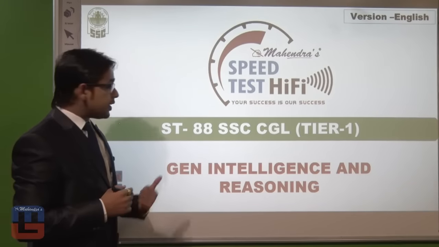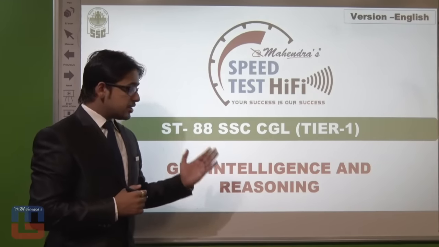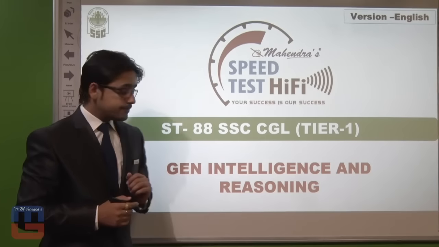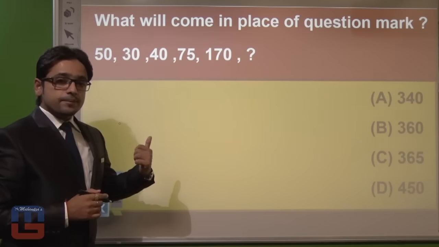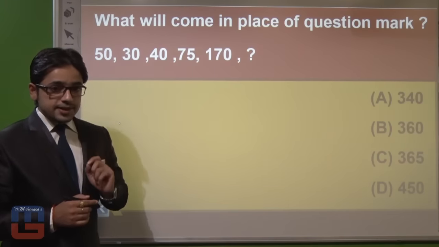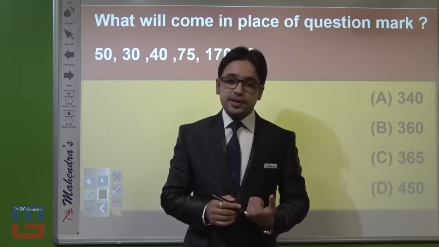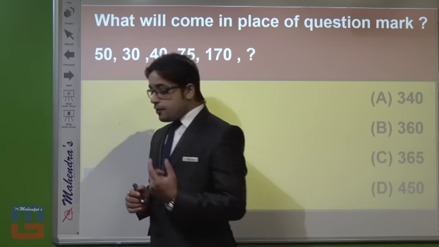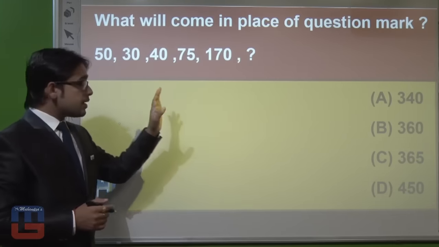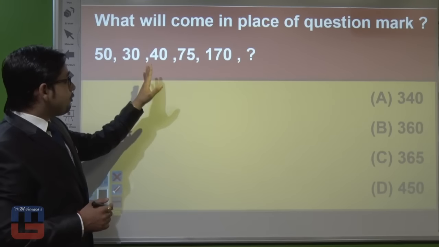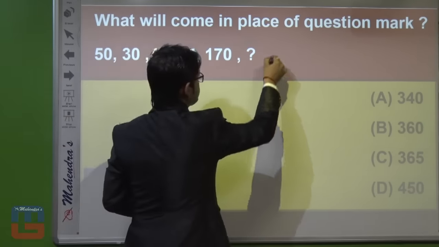Today's discussion is about SC number 88, SSC CGL Tier 1, and our subject is General Intelligence and Reasoning. As you can see here, this question is based on number series, and generally 2 or 3 marks questions will be asked in your examination from number series. First try to analyze all the numbers like 50, 30, 40, 75, 170, and what will come next.